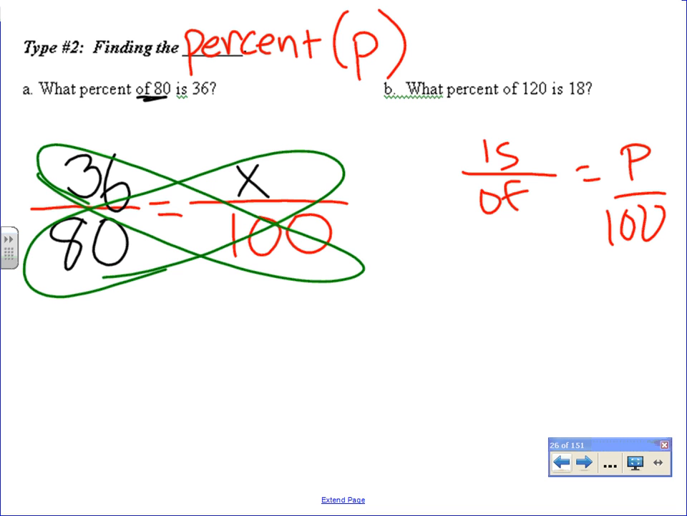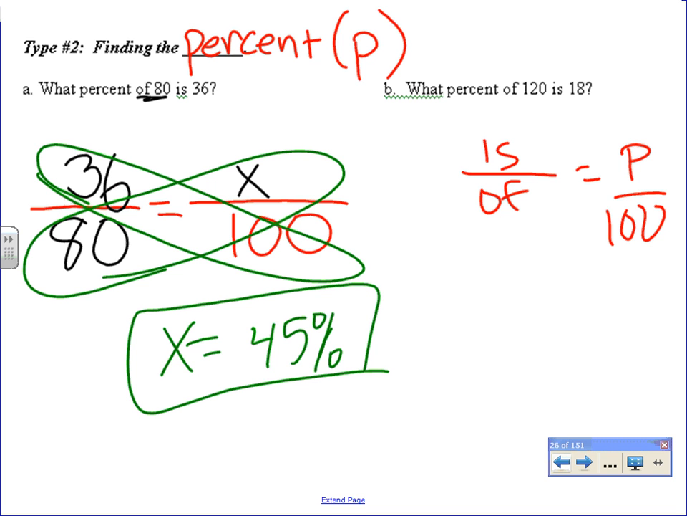Josh, what'd you get? Good, 45%. So x is equal to 45%. Again, another way to check this is take 36 divided by 80. Either simplify it or change it to a decimal. You will get 0.45, which is equivalent to 45%.